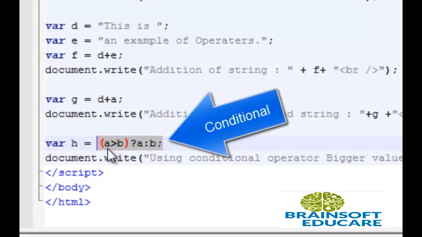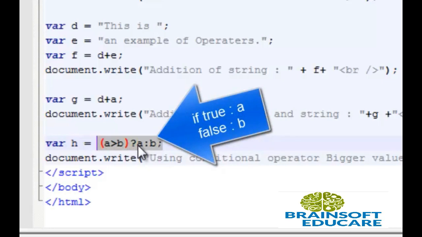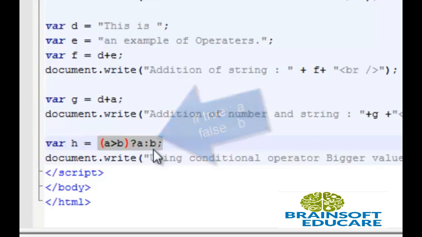This is a comparison between A and B. It means if A is greater than B, then the conditional operator will return the A variable value, else it will return the B variable value. It means if this expression is true, then the first operand will display, else the second operand will display, and the result is stored in our variable h. Let's take a look at the output.